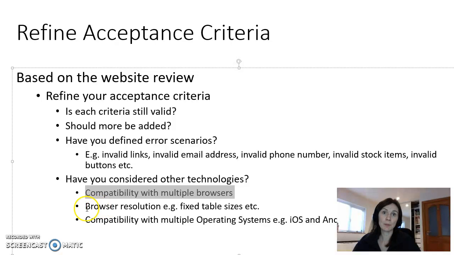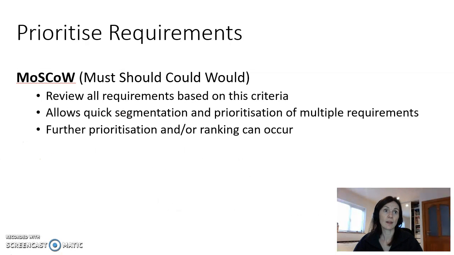Browser resolution, example fixed table sizes. This would really just come into it if you're using HTML code to draw something on a screen. Then you need to make sure that it fits the browser resolution. But just using the features and functionality in the website builders, you shouldn't really have this particular problem. Compatibility with multiple operating systems, example iOS, Android, Windows, Mac operating system. You just need to make sure that the published site will work on all of the operating systems.